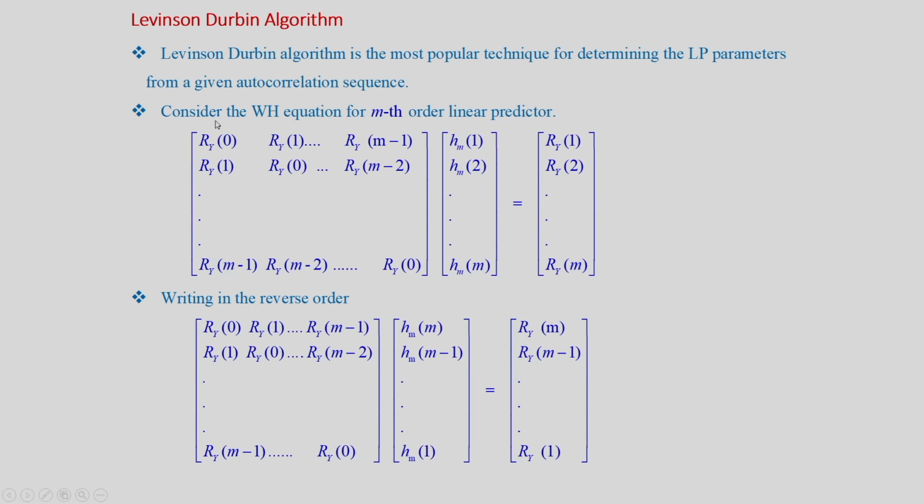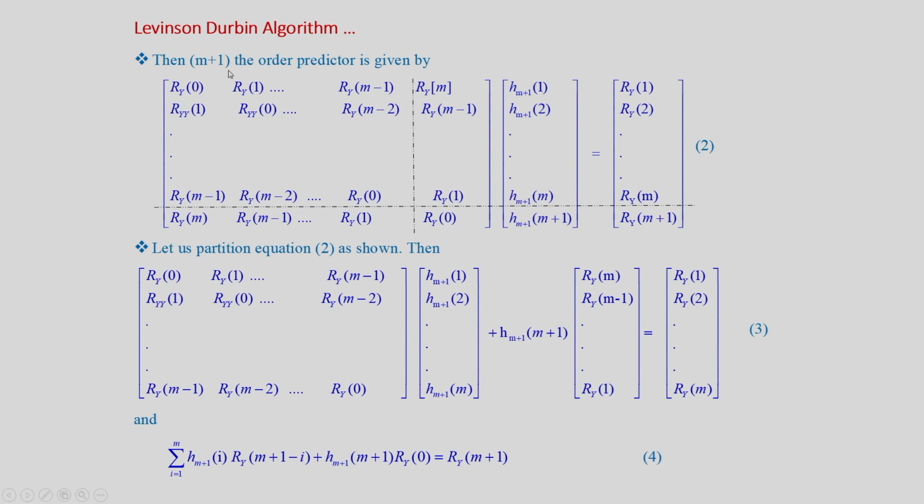So, here we consider the mth order predictor. Then the m plus 1th order predictor is given by this equation. This is the Ry matrix, this is the h vector and this is the autocorrelation vector. Here the Ry matrix is of order m plus 1 by m plus 1, and the vectors are of dimension m plus 1. So, our goal is to express this m plus 1th order predictor in terms of the mth order predictor.